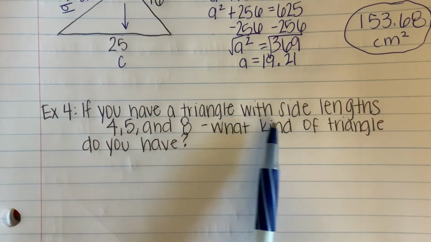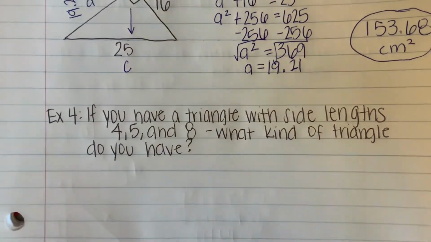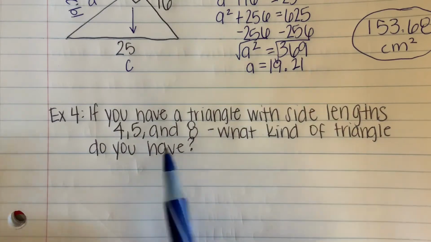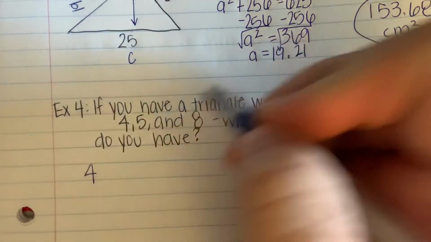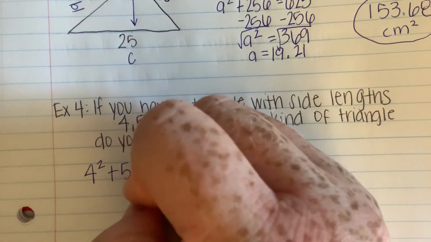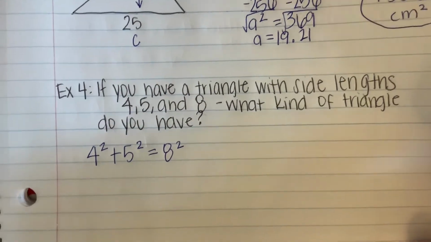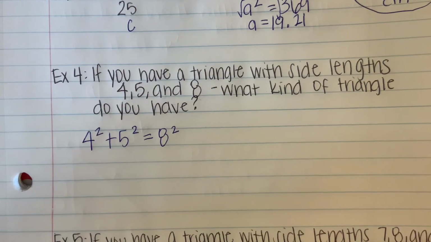If you have a triangle with side lengths 4, 5, and 8, what kind of triangle do you have? And if you recall me earlier mentioning an acute triangle, a right triangle, and an obtuse triangle, this is why I'm throwing this in here. So we're going to use the 3 sides and put it into the Pythagorean theorem. 4 and 5 being the smaller numbers, I know right away that that's my A and B. And my biggest number is going to be on the other side of my equal sign. So 4 squared plus 5 squared equals 8 squared.